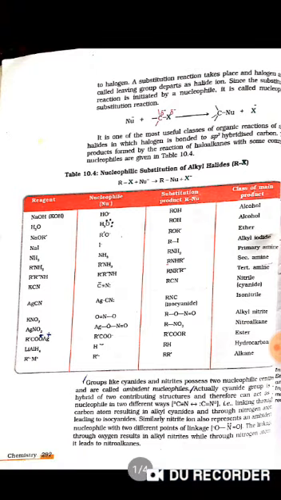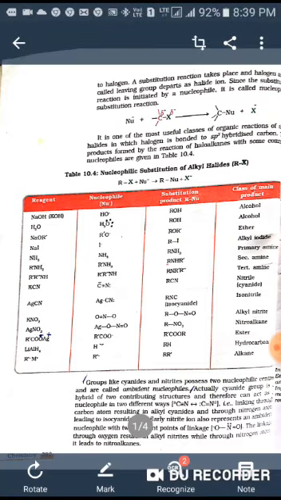AgCN, the nucleophile of this molecule is NC or CN negative, so we get RNC, this is isocyanide or isonitrile. Next one is KNO2, the nucleophile of this molecule is ONO, so we get RONO, this is alkyl nitrite. AgNO2, the nucleophile of this molecule is NO2, so we get RNO2, this is called nitroalkane.